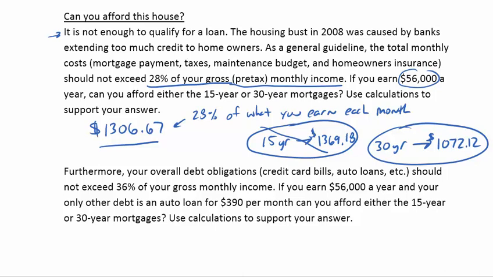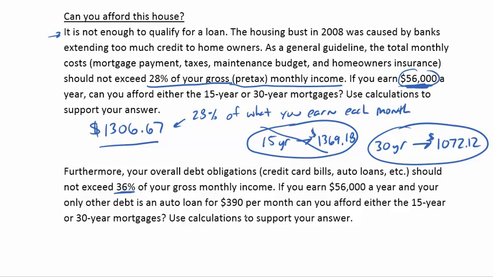Furthermore, your overall debt obligations should not exceed 36% of your gross monthly income. If you earn $56,000 a year and your only other debt is an auto loan for $390 per month, can you afford either the 15-year or 30-year mortgage? You can't just base it totally on your salary and the cost of the home, because people live differently and have different sorts of expenses. So there's another rule of thumb that says we're not supposed to exceed 36% of our gross monthly income with all of our debt obligations.